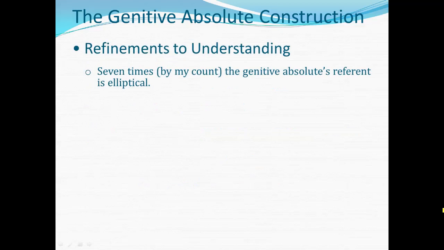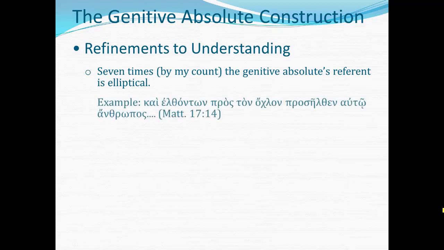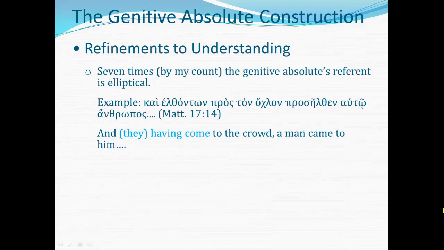Seven times, by my count, the genitive absolute's referent is elliptical, which means it's omitted and must be understood from the context. So here's an example, Matthew 17:14. "And they having come to the crowd," and you see the word "they" in parentheses because it's elliptical, "a man came to him." In the larger context, "they" refers to Jesus and the disciples who've been off by themselves, and now they're coming back to the crowd.